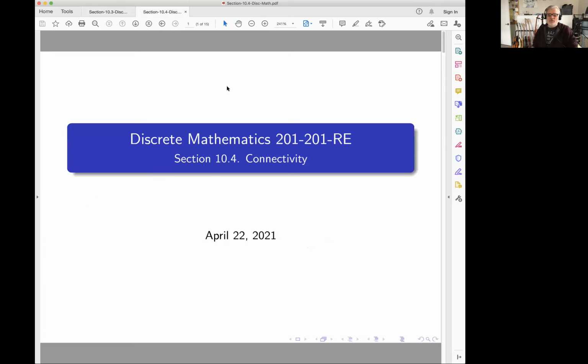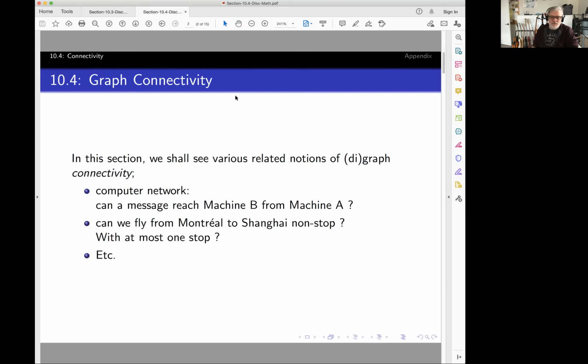So 10.4, connectivity. Some of this stuff is easier and some of this stuff is not as easy. Anyway, we'll see. But again, I'm going to show you one theorem if I get there, but it's mostly just basic definitions. And it might look more complicated than it actually is, because we have to write it out formally, but the concepts are very simple. Okay.